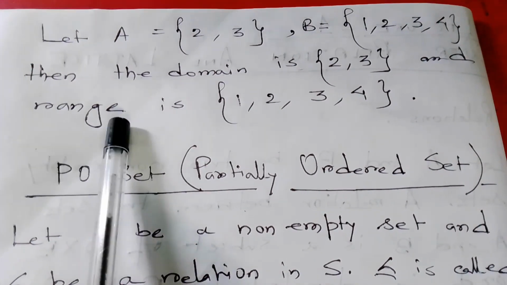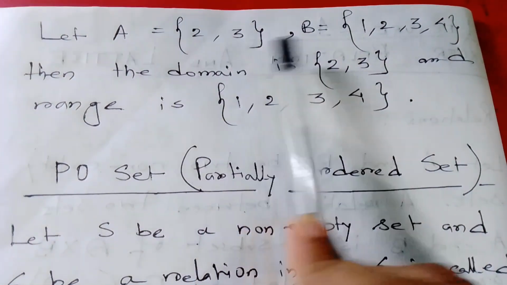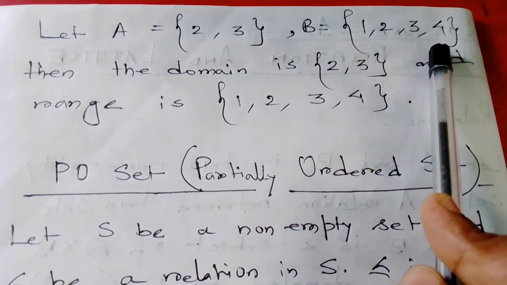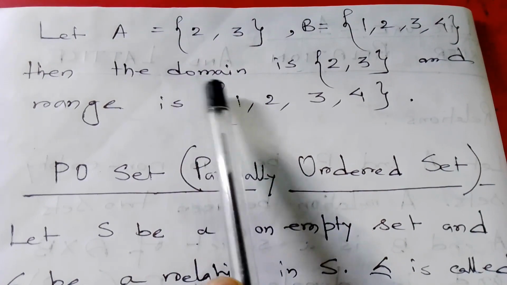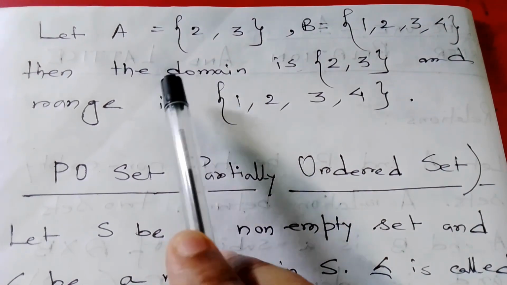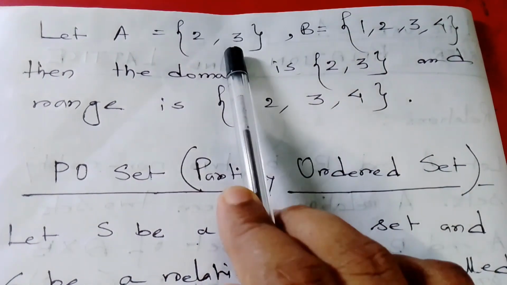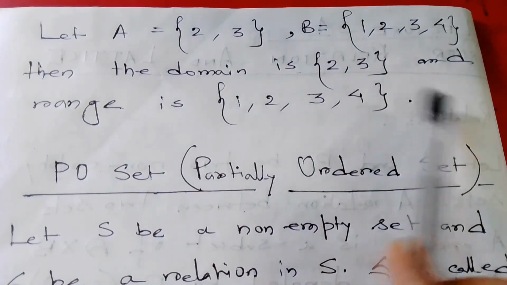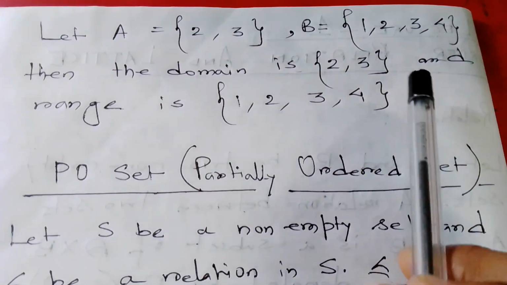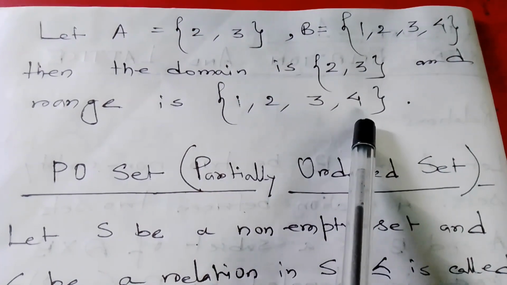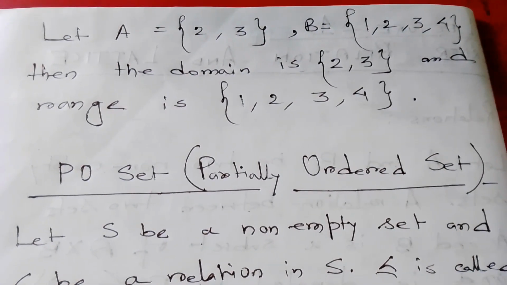Let me give you an example of domain and range. Let A be {2, 3} and B consist of {1, 2, 3, 4}. Then the domain, as we know from the definition, is the set containing the first coordinate values, so that is {2, 3}. The range consists of the second coordinates of the ordered pairs, so the range is {1, 2, 3, 4}. So this is the example of domain and range.